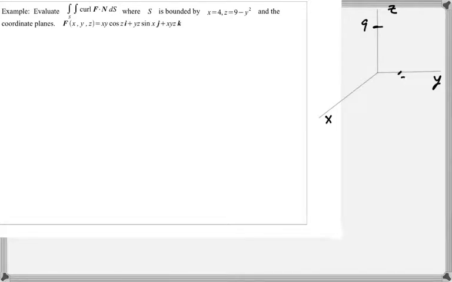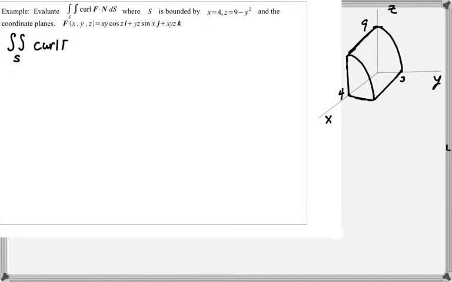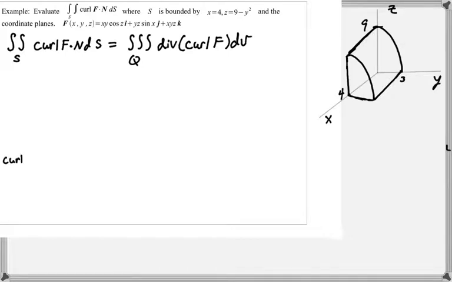Okay, so we're going to go ahead and draw our parabola. And we're going to stop it at x is equal to 4. Okay. So a double integral over s of the curl of f dot n ds is equal to the triple integral over q of the divergence of a vector field, which happens to be the curl of f. So let's calculate the curl of f.